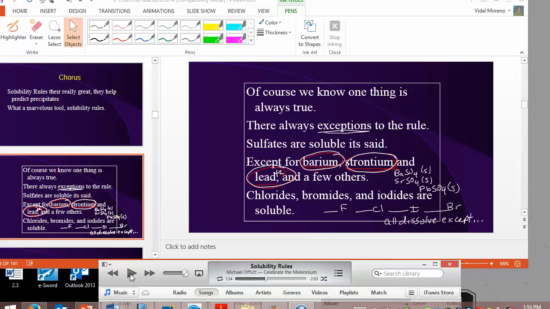Okay, most halides are soluble. Period. End of story. Except for 3.